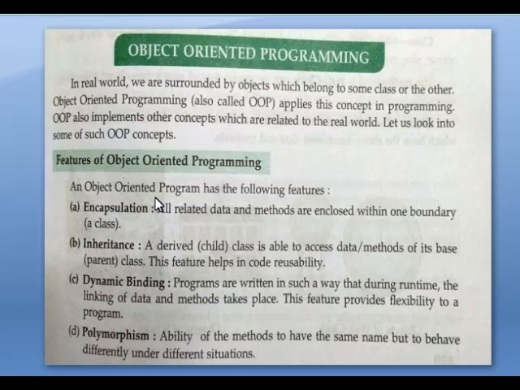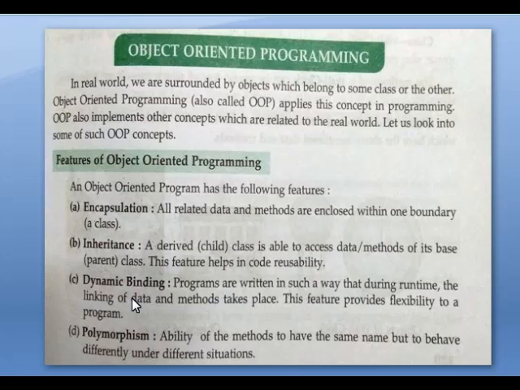First one, encapsulation. Encapsulation means all related data and methods are enclosed within one boundary, that is within a class. Then next, inheritance. A derived class is able to access data or methods of its base class. So inheritance means we are taking some properties of the parents. The parent is the base class and the derived class is the child class. This feature helps in code reusability.